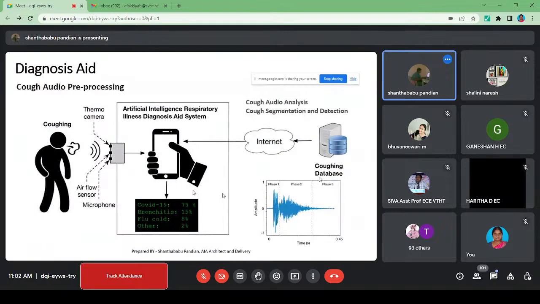Right. So here it's a simple diagnosis aid, like cough audio pre-processing. The term would be really catchy. This is basically to find out, even during the lockdown period when the disease COVID was a global threat.